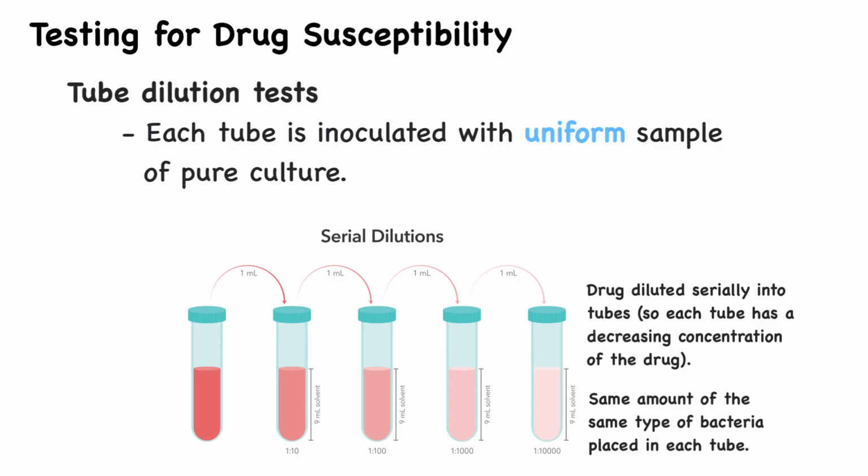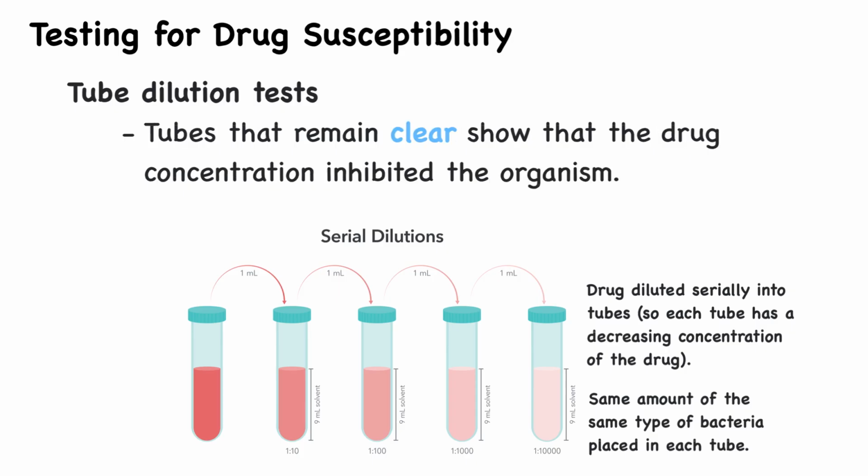growth. After incubation, the tubes are examined for turbidity or cloudiness, which indicates microbial growth. Tubes that remain clear show that the drug concentration was sufficient to inhibit the organism. From this test, scientists determine the minimum inhibitory concentration, or MIC.